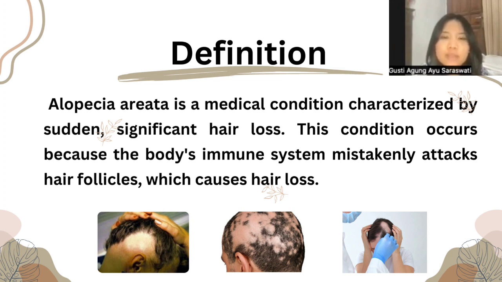Now I will explain about the definition. Alopecia areata is a medical condition characterized by sudden, significant hair loss. This condition occurs because the body's immune system mistakenly attacks hair follicles, which causes hair loss.